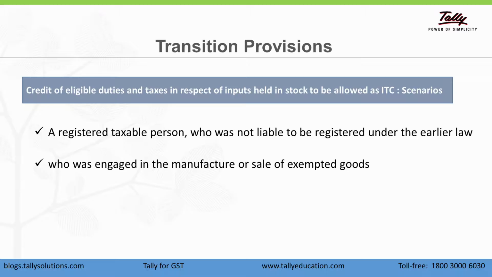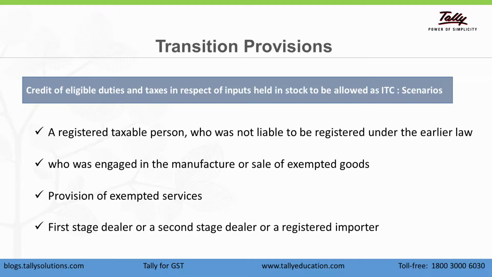A person who was engaged in the manufacture or sale of exempted goods. Now, these goods have become taxable. Can the person claim input credit on the inputs in stock? Provision of exempted services which have now become taxable under GST. First stage dealer or a second stage dealer or a registered importer. Can input credit on closing stock be availed by these businesses? Yes, input tax credit can be availed by all these businesses subject to laid down conditions. We'll now see the conditions for availing ITC on closing stock.